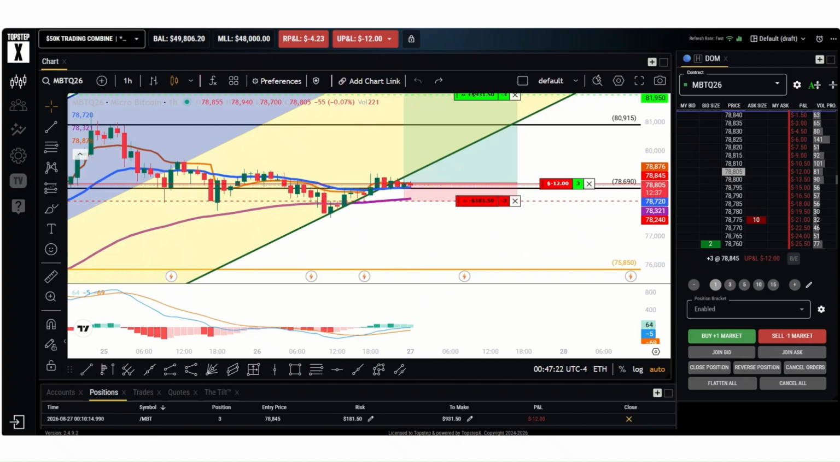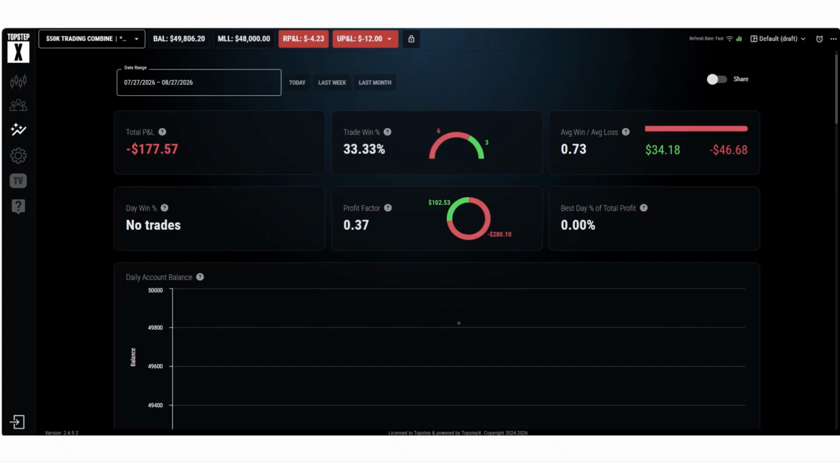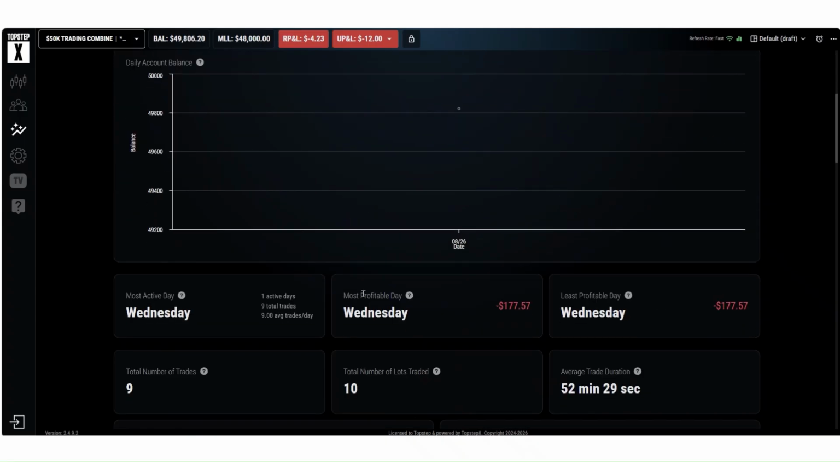Now, what I'll do is I'll jump over into my performance tab real quick. Here's my performance tab. Here it's a total P&L, a loss of $177. And here's some basic stats here. Trade win percentage, average win loss. Again, this is a whole new combine, so it's only showing 1 day right here.